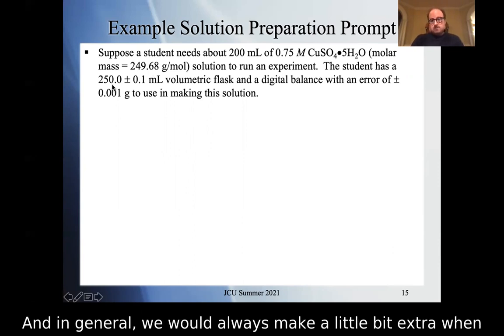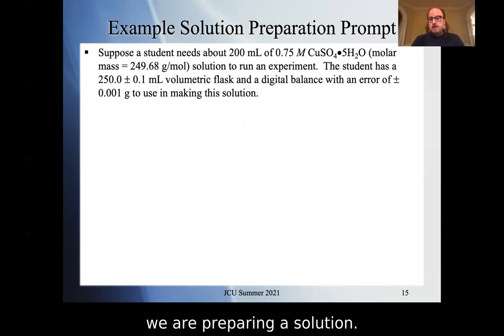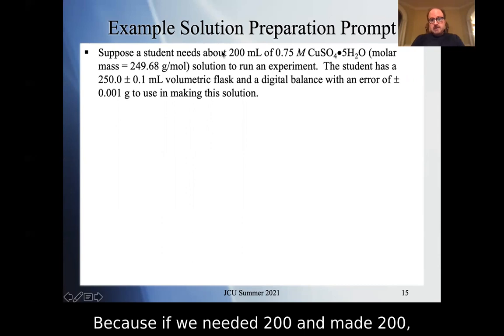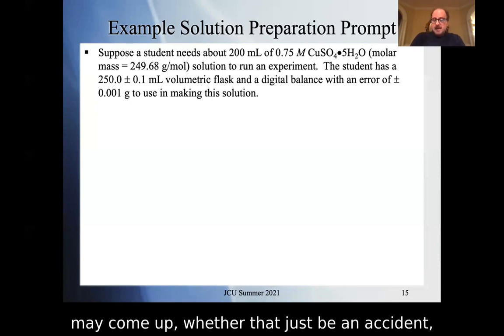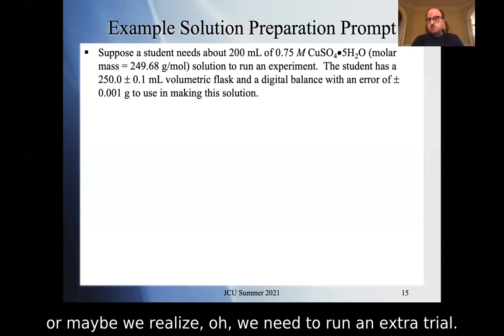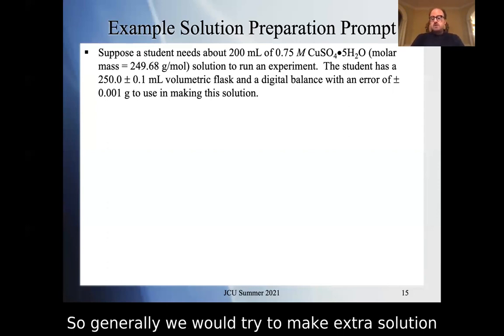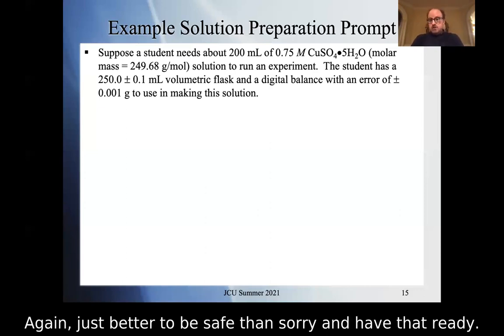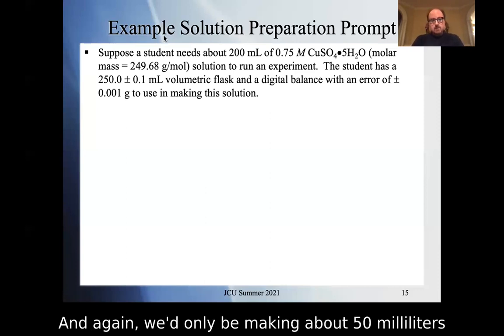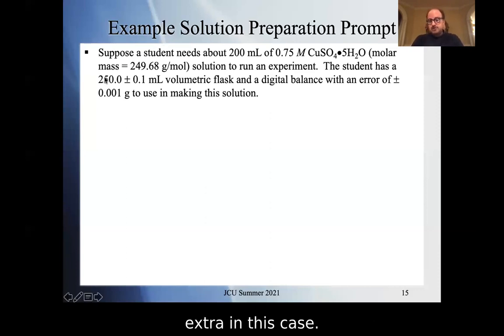And in general, we would always make a little bit extra when we are preparing a solution. Because if we needed 200 and made 200, there'd be very little room for any sort of issues that may come up, whether that just be an accident or maybe we realize, oh, we need to run an extra trial, right? So generally, we would try to make extra solution as a good practice. Again, just better to be safe than sorry and have that ready. And again, we'd only be making about 50 milliliters extra in this case. It's not a ton of volume.